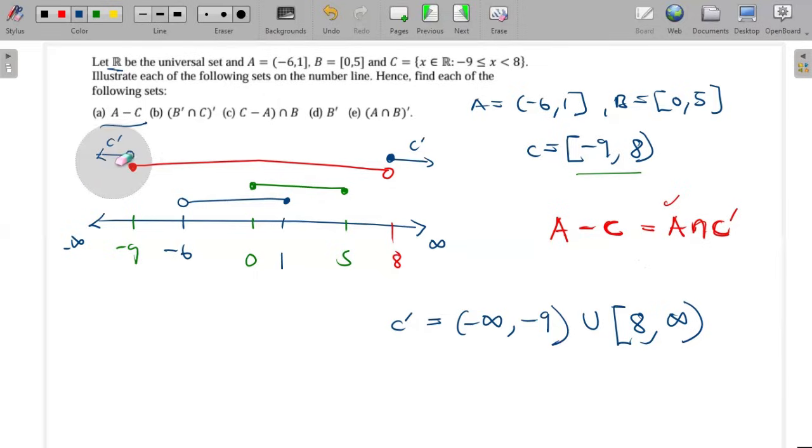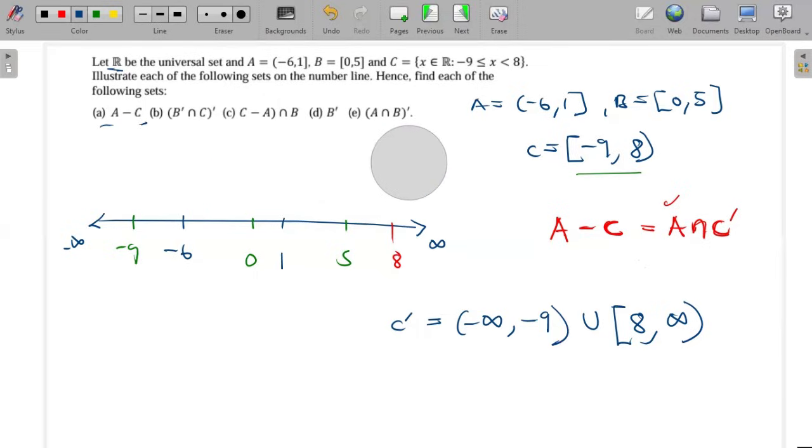So I will erase all this here, and then let me sketch my A and my C complement. C complement, we said, is this part here open all the way to that side. And then you have this part here closed all the way to positive there. Next, let me sketch my A. A was given: A is open here, and then it is closed at 1 there, which is like that.